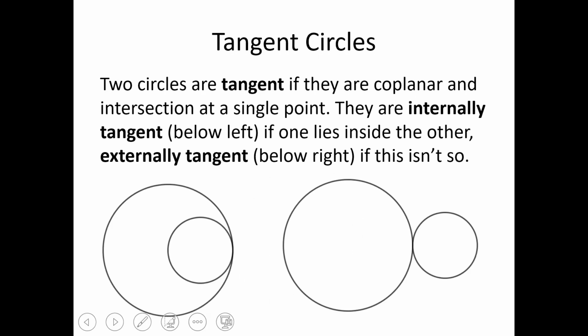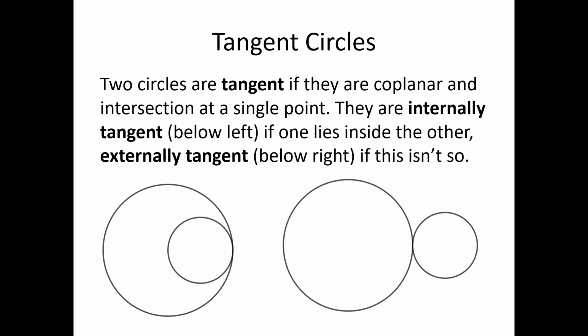And then finally, tangency. This is a concept that we'll explore in much greater depth in the circle chapter, but it's really a very simple idea. We'll do some work with it here. We say that 2 circles are tangent if they are coplanar and intersect at a single point, which we call the point of tangency. They're internally tangent if one lies inside the other, externally tangent if neither is inside the other.